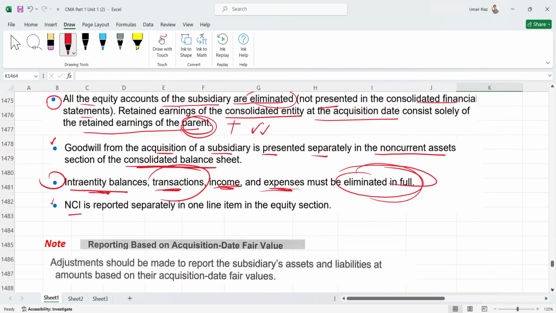So this is what they're saying. NCI is reported separately in one line item in the equity section. Yes, in the equity section, we will show the NCI. So these things are part of the consolidation process.